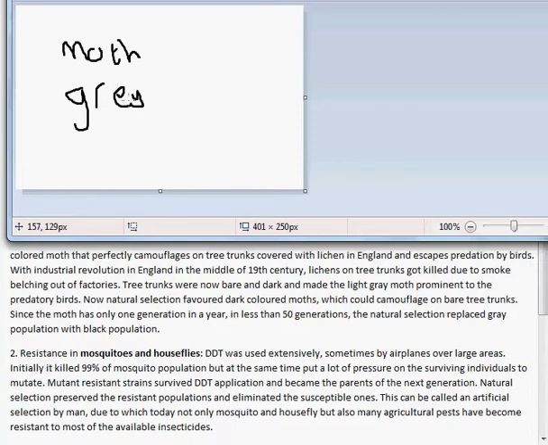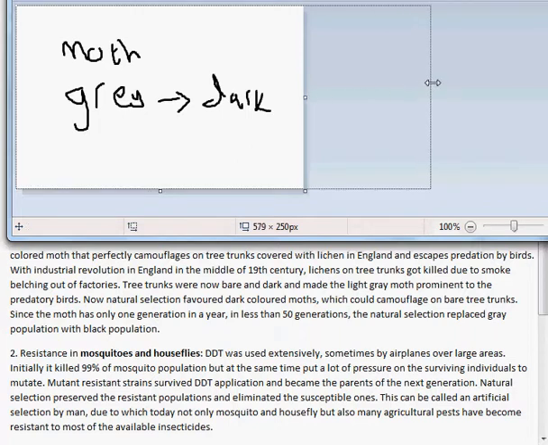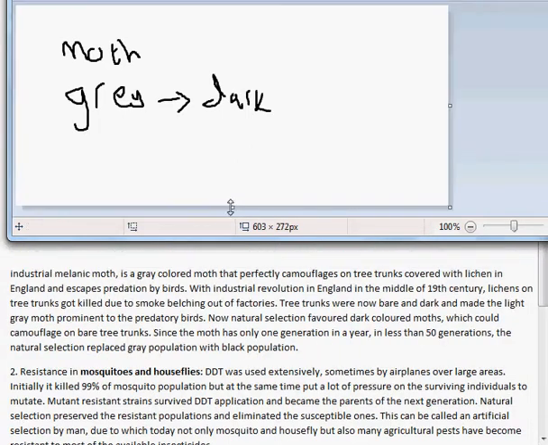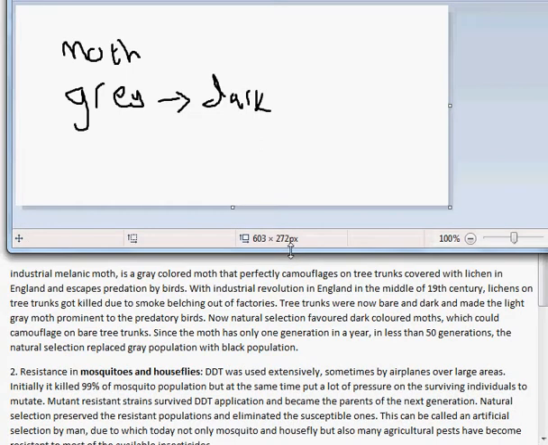They were grey in color, but then after some time, here it says they became dark, right? These days they are dark. And why are they dark? Because this darkness protects them. So they become dark because they become more adapted to the environment.